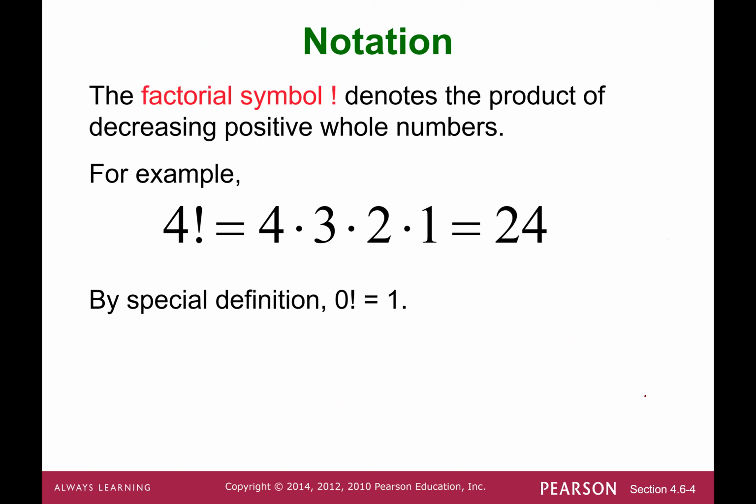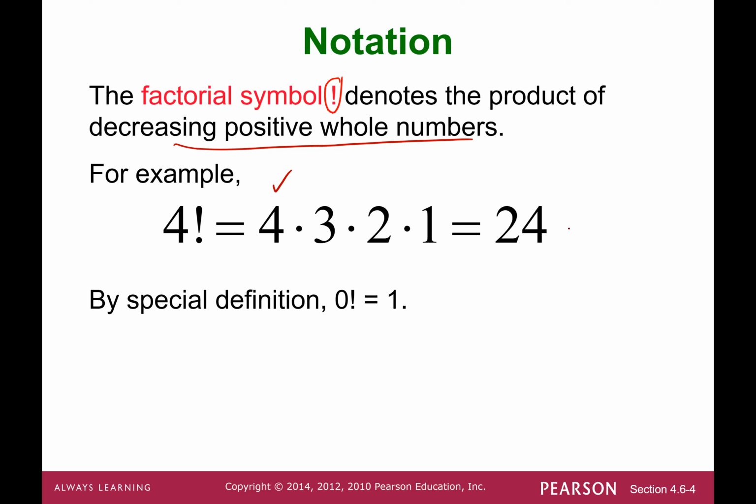And next thing is factorials. Factorial uses this symbol, the exclamation symbol, and typically we look at a factorial as a product of decreasing positive whole numbers. So 4 factorial starts with 4, then you multiply by 3, by 2, by 1. We end at 1. That's why we get 24: 4 times 3 times 2 times 1 gives us 24.